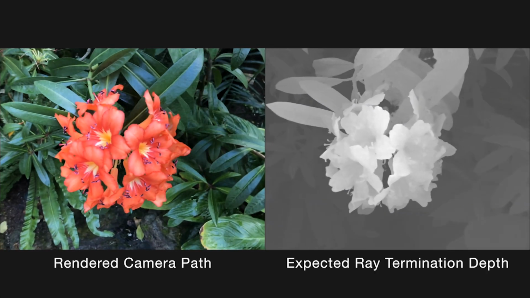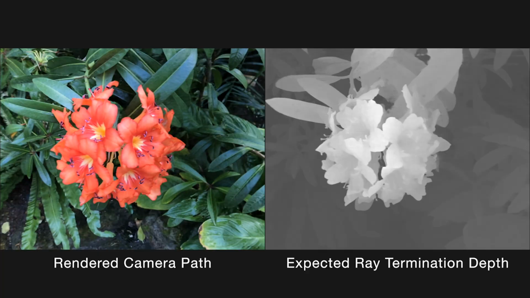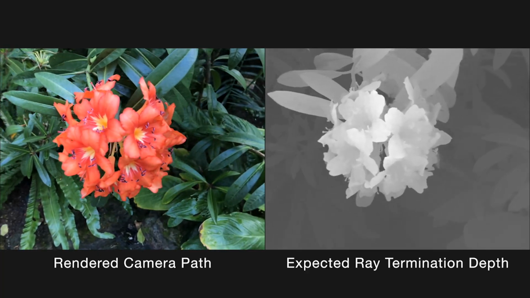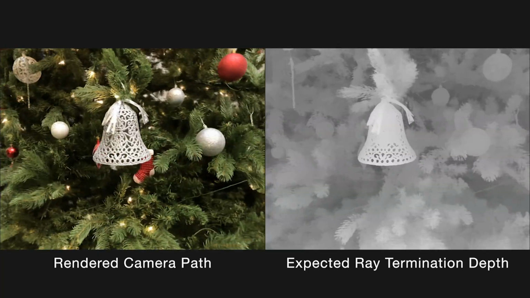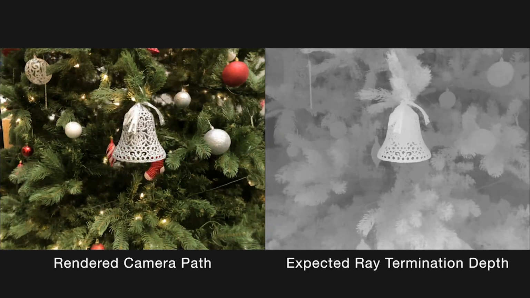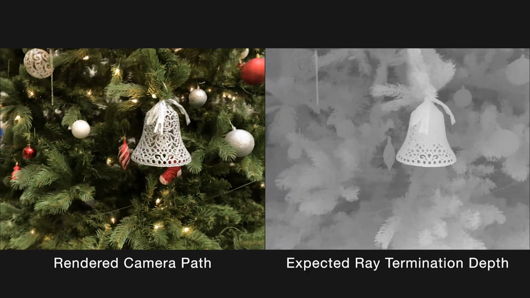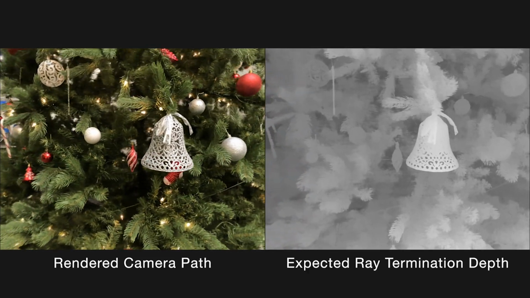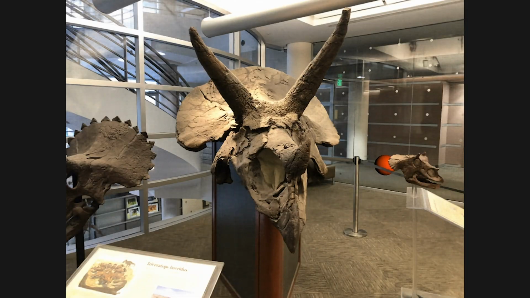Our representation captures high-quality scene geometry, such as the details on this red flower, and complex occlusions in the Christmas tree leaves and ornaments. This geometry is precise enough to be used for additional graphics applications, such as virtual object insertion with convincing occlusion effects.